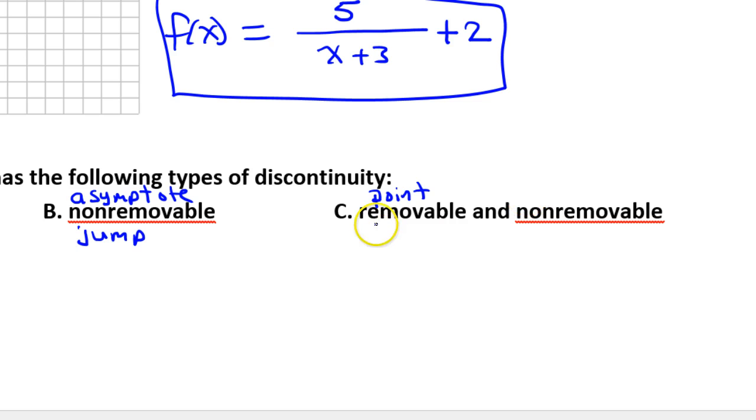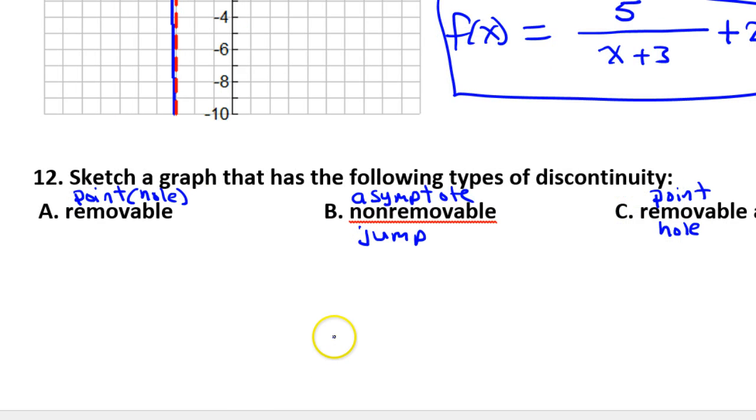Which we call a hole, or non-removable, where you're talking about having an asymptote. Well, let me use the vocabulary. That's your infinite, which would be like an asymptote. Okay, so anyway, I'm just trying to reinforce the vocabulary.